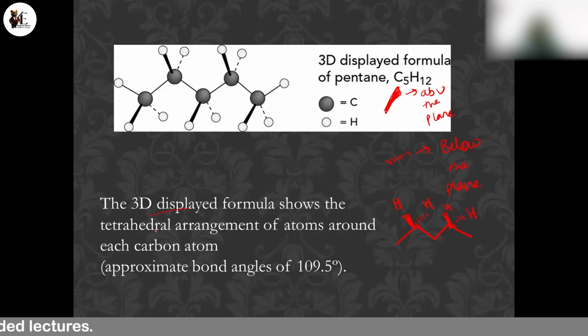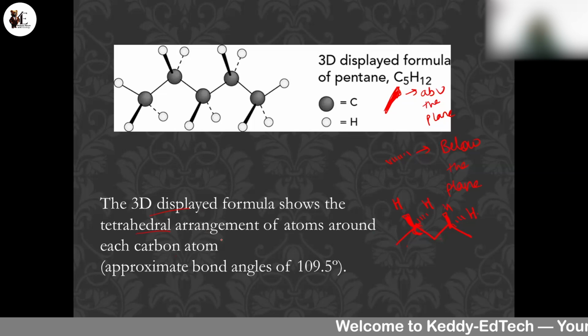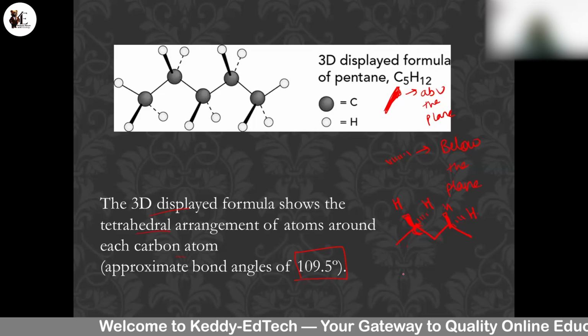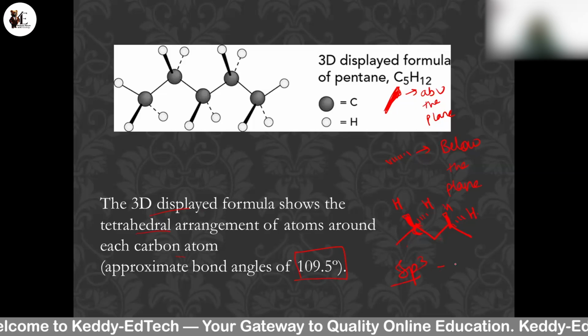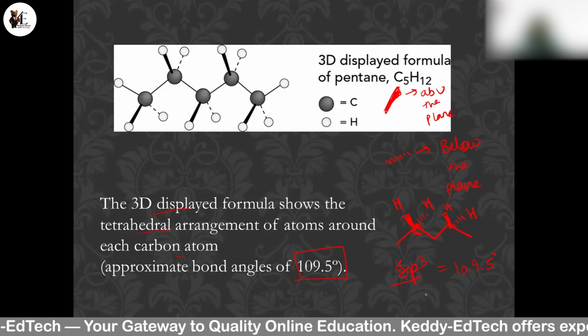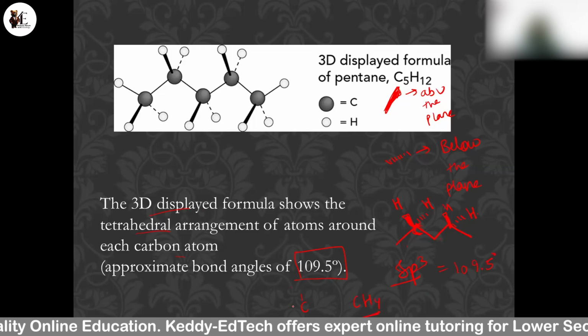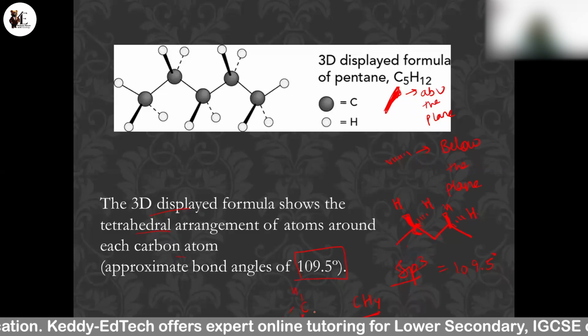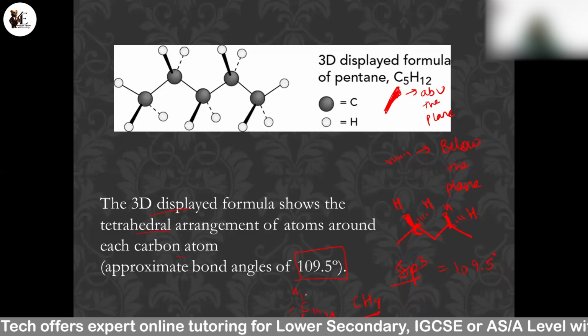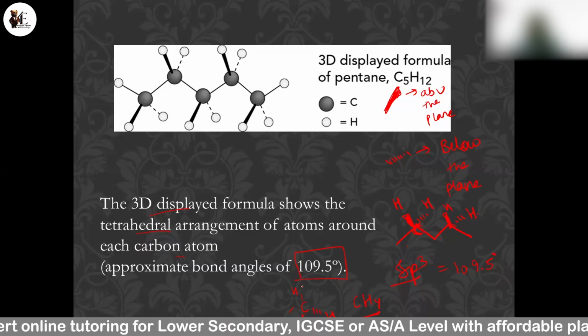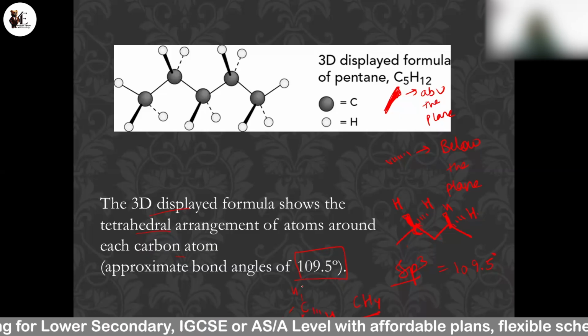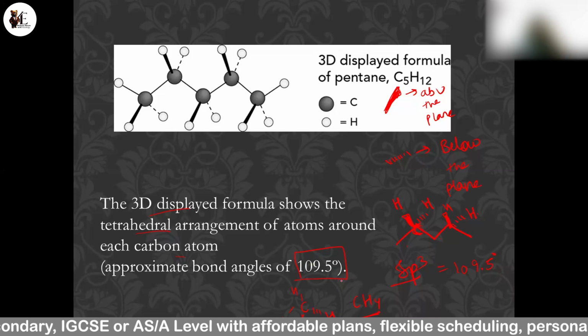So the 3D displayed formula shows the tetrahedral arrangement. Tetrahedral means it is connected to 4 bonds around each carbon atom. And the approximate bond angle is 109.5 degrees. That means in sp3 hybridization, the bond angle is 109.5 degrees. So methane, CH4, is a tetrahedral arrangement because all the hydrogens are connected like this. One hydrogen is above the plane and one hydrogen is below the plane. It is attached to 4 hydrogen atoms. Okay, so what is the bond angle of methane? The bond angle of methane is 109.5 degrees.